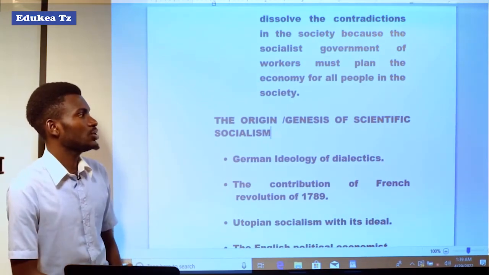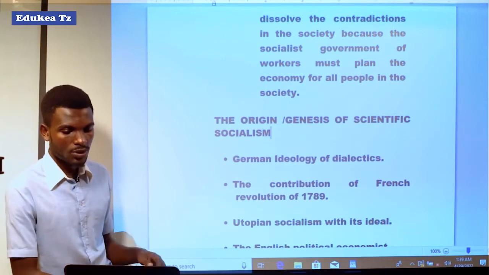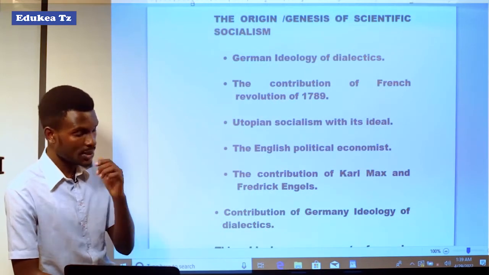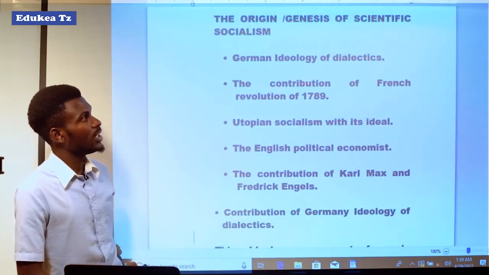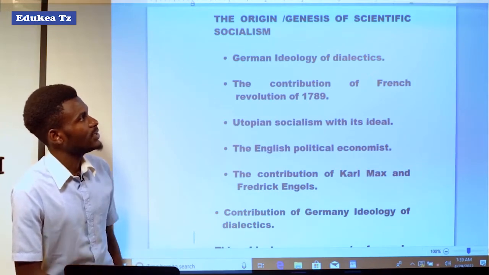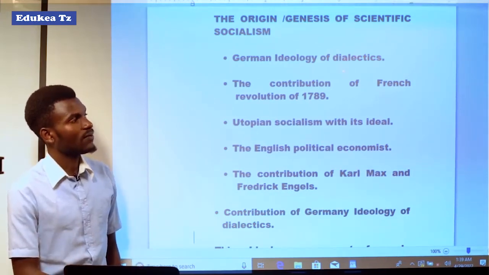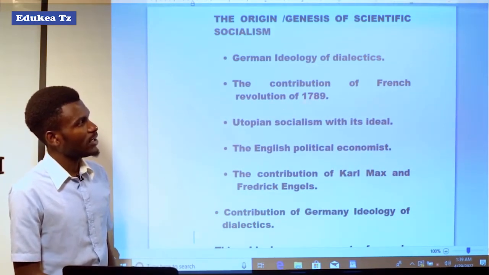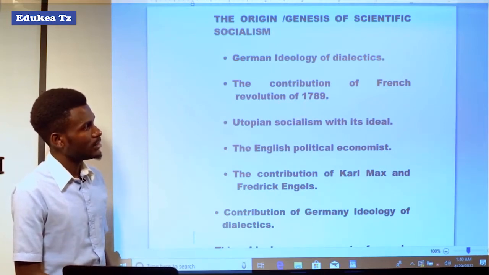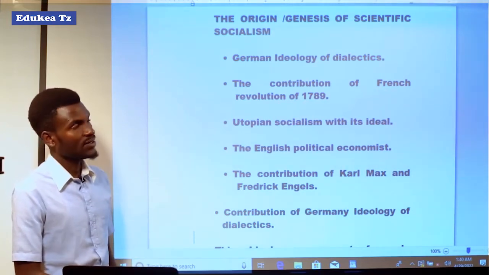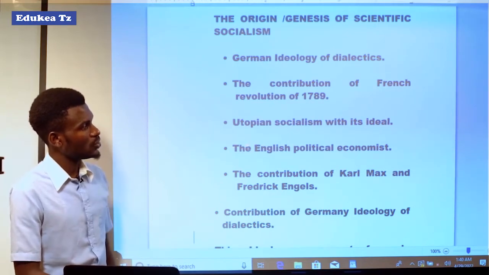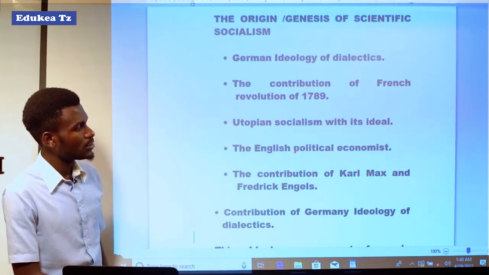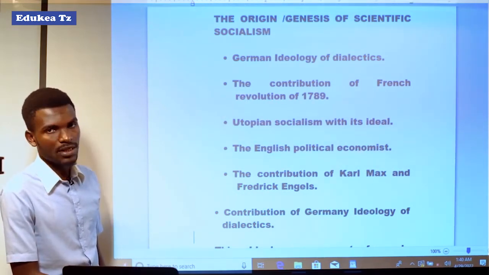So let us see the origin, or genesis, of scientific socialism. What were the origins of scientific socialism? The first was the German ideology of dialectics. The second was the contribution of the French Revolution of 1789. Another was utopian socialism with its ideals. And another was English political economists like Adam Smith.